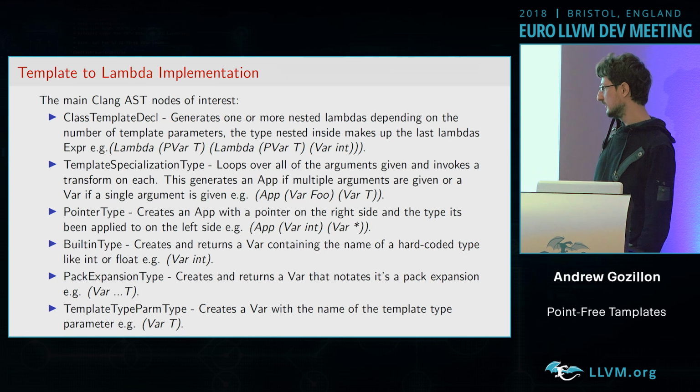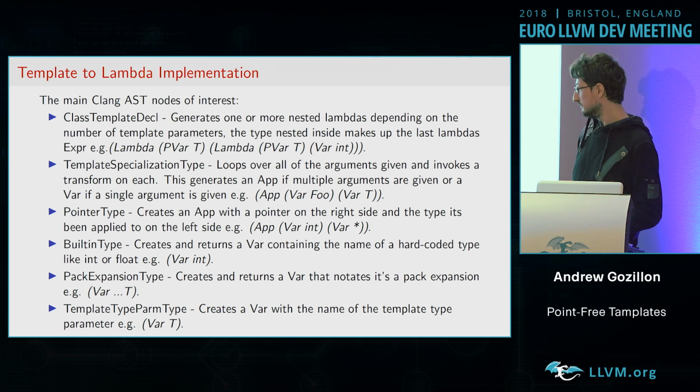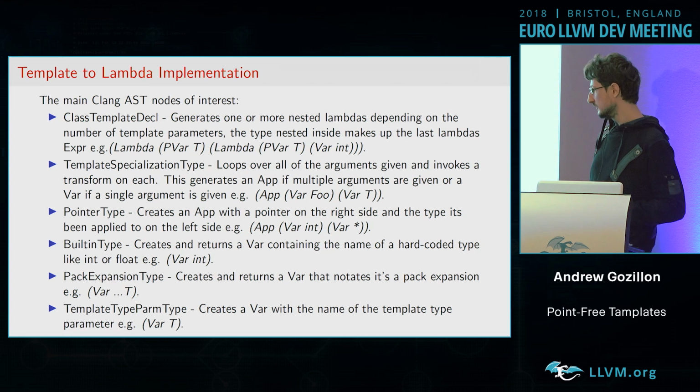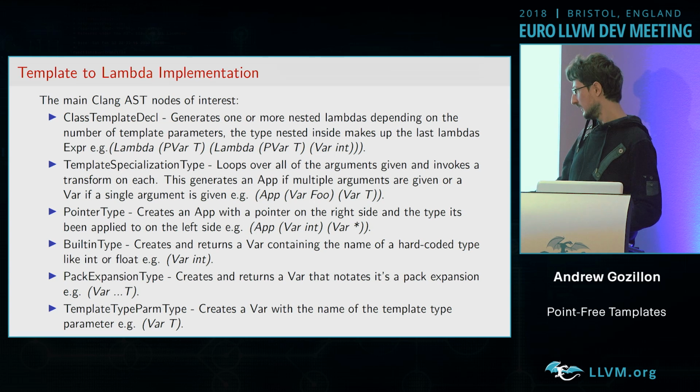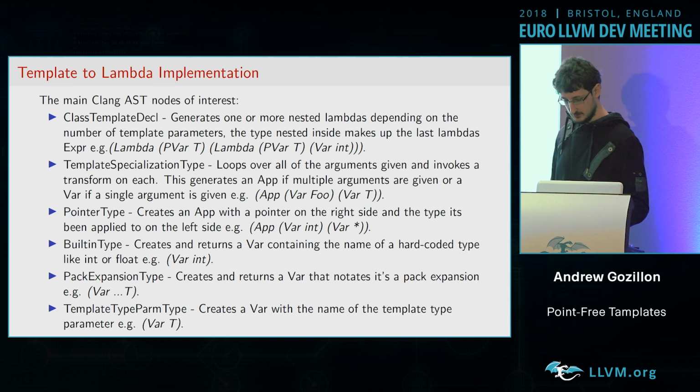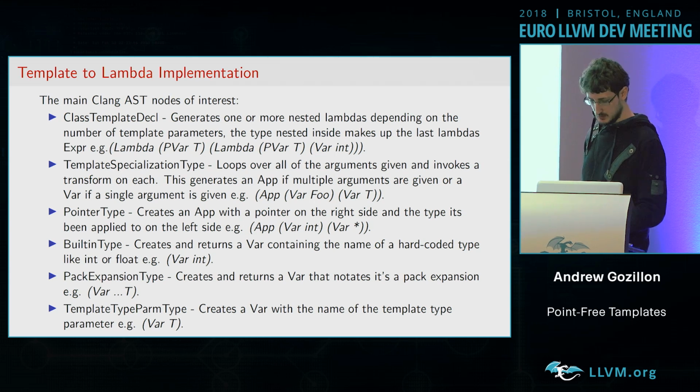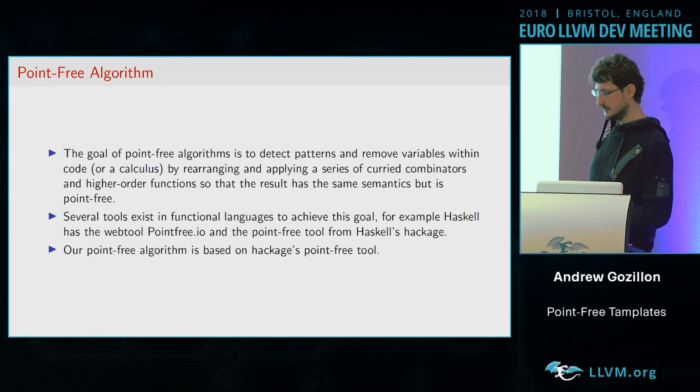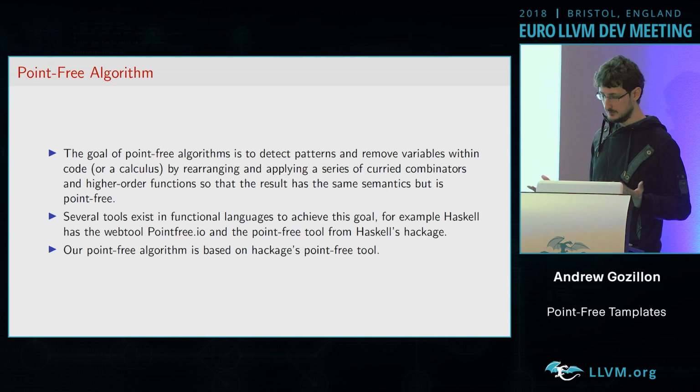Built-in types are just types, like integer or float, and we return these as an endpoint node wrapped in a var, so it's var int, var float, that kind of thing. Tag expansions are basically variadic template parameters, so we need to register those as well. Template type parameters are parameters being passed to template specialization types in most cases, not every case, but in most cases we deal with them that way. So we just pass back var t2, that kind of thing. So that's the main aspect of what Clang does in this case.